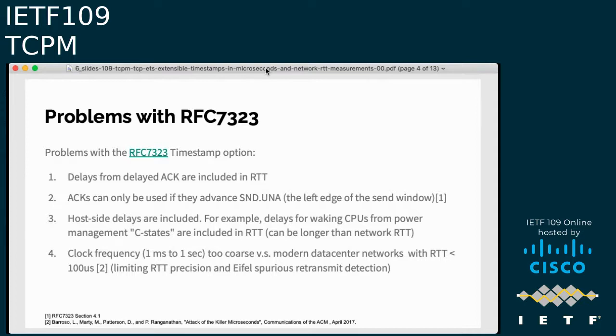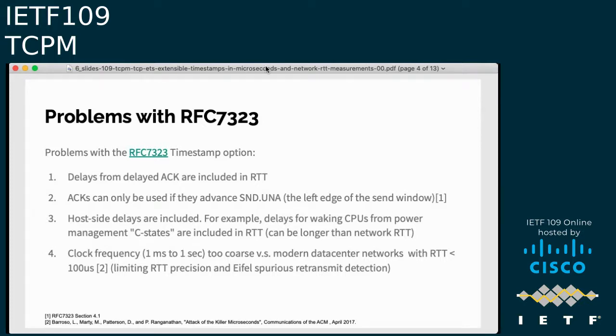For example, in the network, the CPU can sleep and wake up in an RTT, in a round trip, and this waking up delay will be measured in the RTT. We can observe that in a data center network, this CPU waking up time can be longer than the network RTT. Another problem is that the clock frequency is too coarse for the modern data center network, usually with RTT less than 100 microseconds.